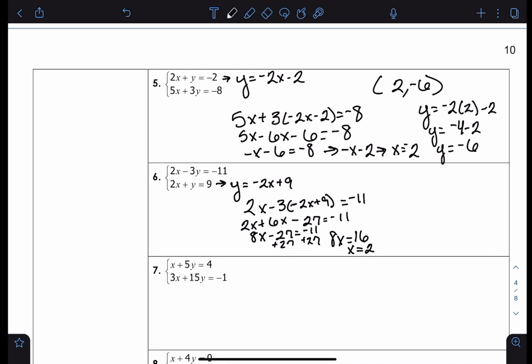So now we can plug this back into y equals -2 times 2 plus 9. So now we're going to have y equals -4 plus 9, which then leads us to y equals 5, meaning our final answer is (2, 5).